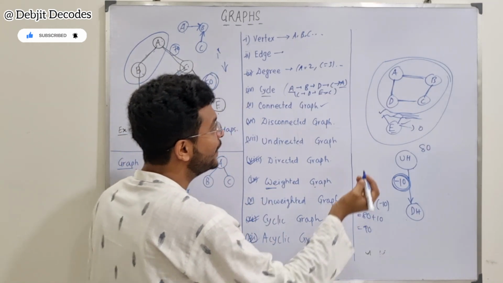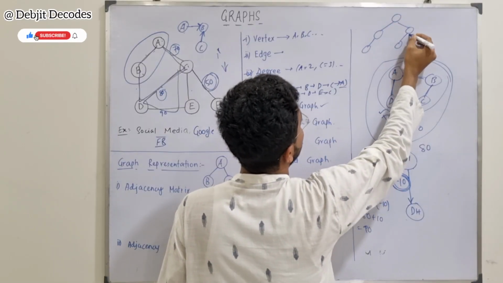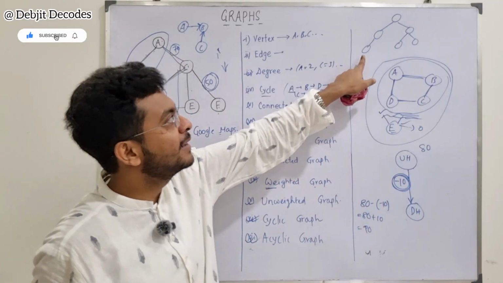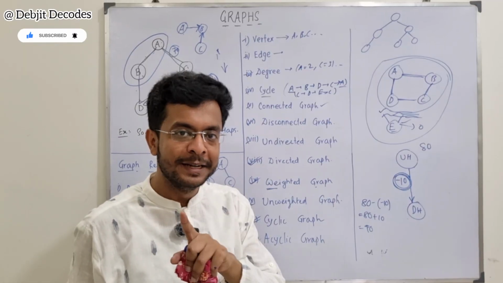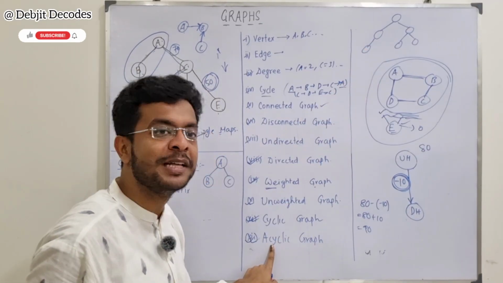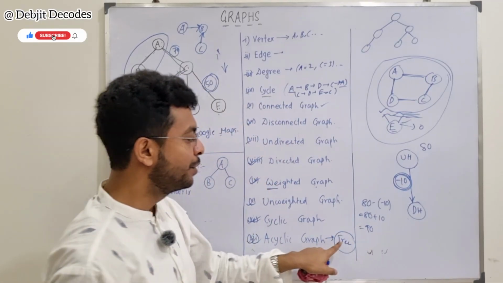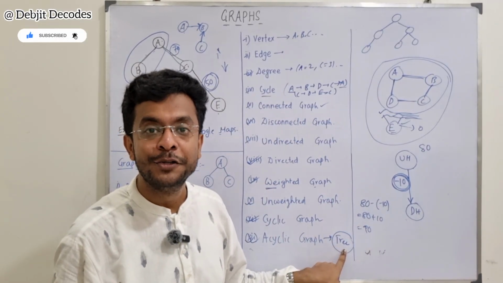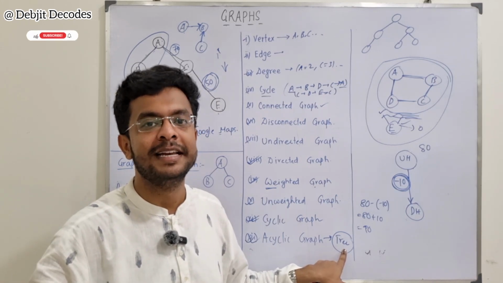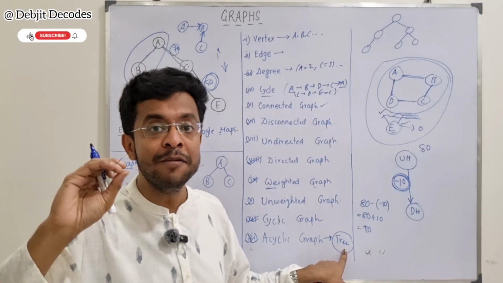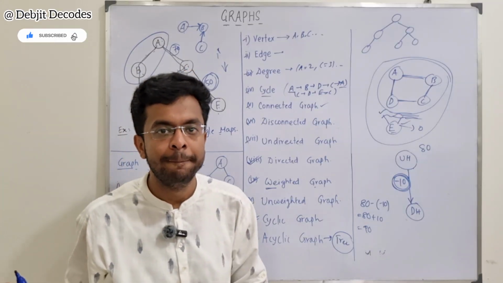So if a graph doesn't have any cycle, this can be such a graph, because if you start from one node, you cannot come back to that node, right? So if a graph doesn't have any cycle, that is known as an acyclic graph. An acyclic graph is nothing but a tree. So every tree is a graph and every tree is an acyclic graph. That is the thing you need to keep in mind, because every graph is not a tree. This is a graph, and a graph may contain a cycle, but a tree doesn't contain a cycle.